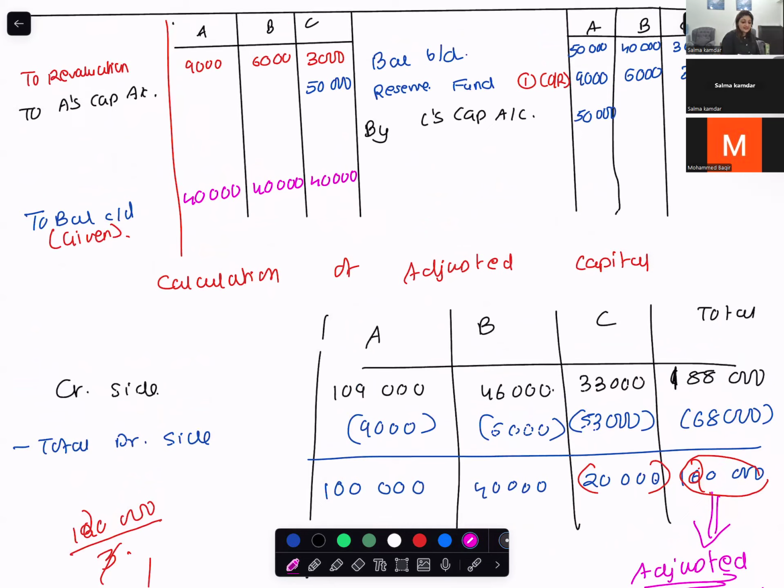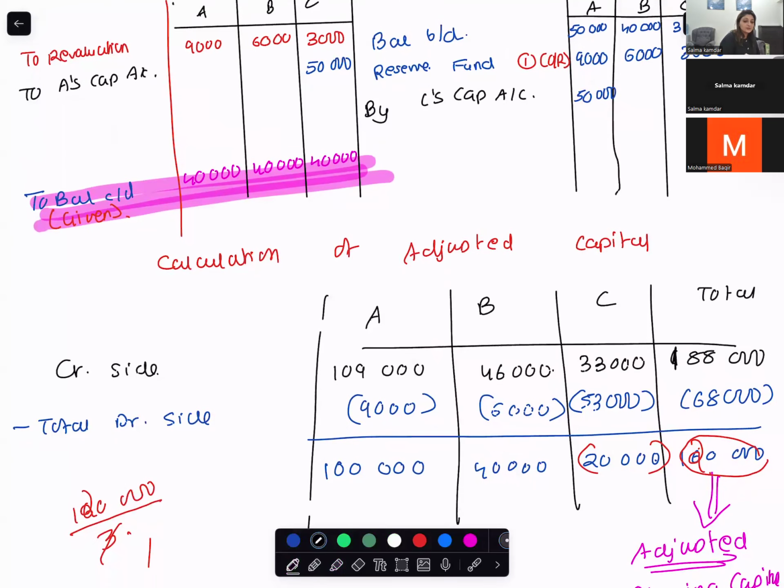They are telling us that the capital account of the partners should be in the new profit sharing ratio, and whatever adjustment has to be done, through which account? Current account. First do this much, then I will teach you how to close the capital account.